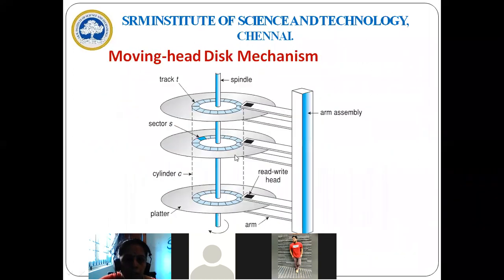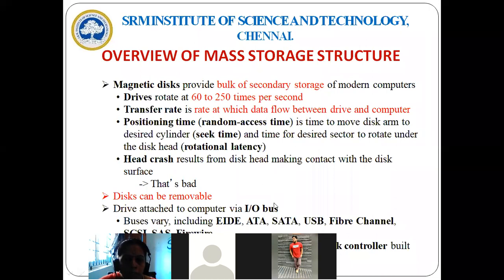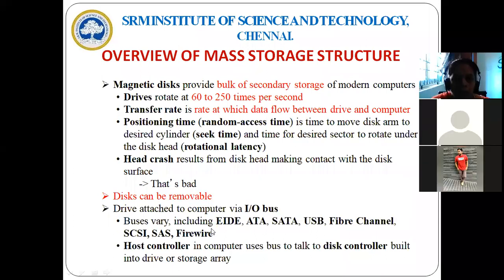And the drive is attached to a computer via the IO bus, that is the input output bus. Whatever input output operation we users want to do, we can do only with the connectivity, and the connectivity used for that is the IO bus. There are various types of IO bus. For example, ATA is Advanced Technology Attachment, and SATA is Serial Advanced Technology Attachment. Likewise, you have different types of buses available. In the notes I have given you the different types of buses available here.